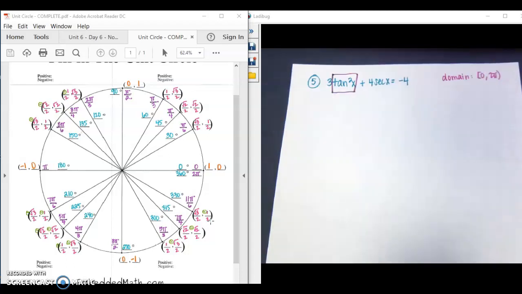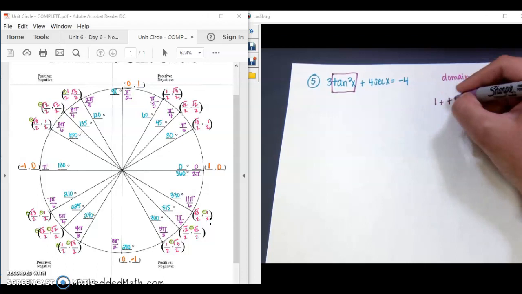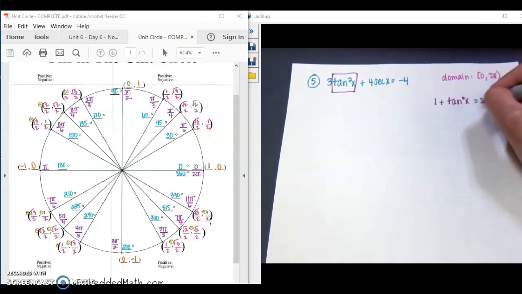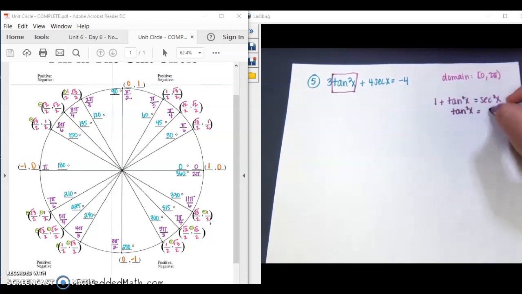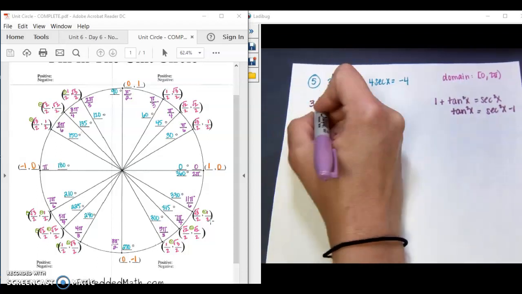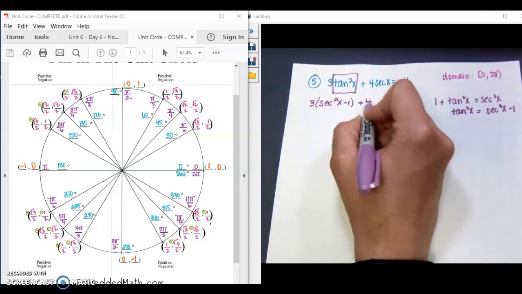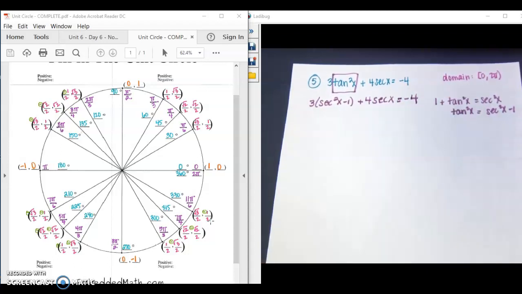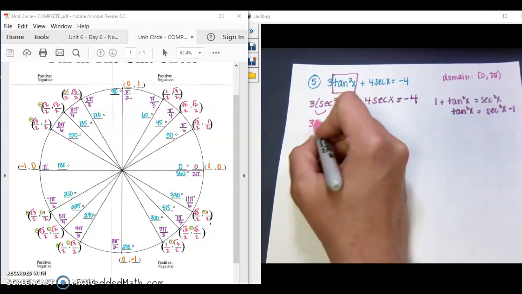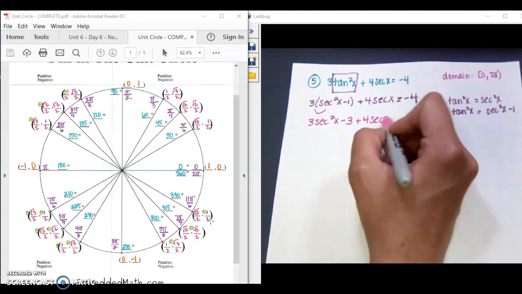So if you remember those Pythagorean identities from the first day, we know that 1 plus tangent squared x is equal to secant squared x. So if we rearrange this, tangent squared is secant squared x minus 1. So instead of tangent squared, we're going to put secant squared x minus 1. Keep everything else the same. And then I'm going to distribute out that 3. And I'm going to go ahead and move over that 4.